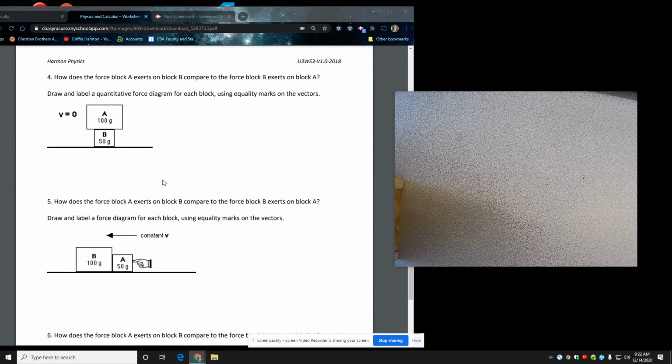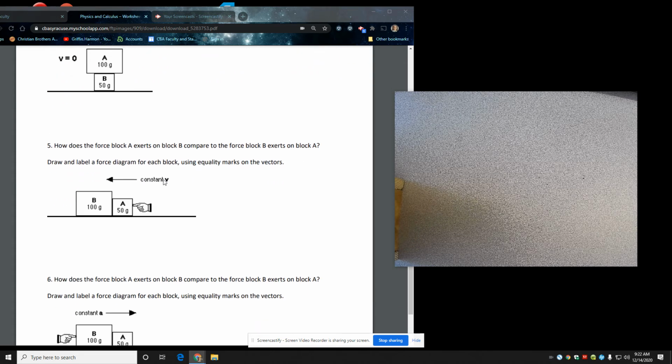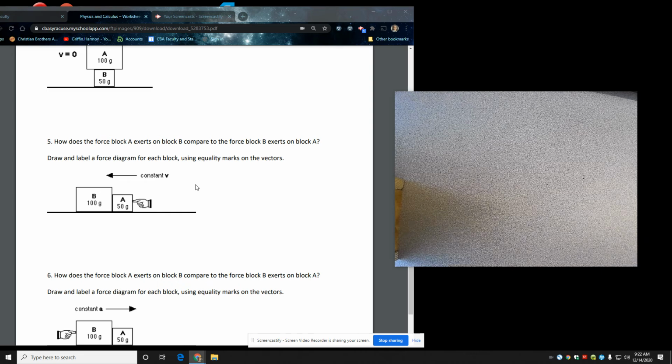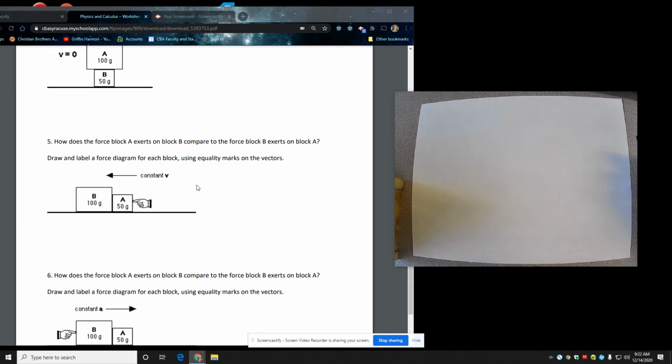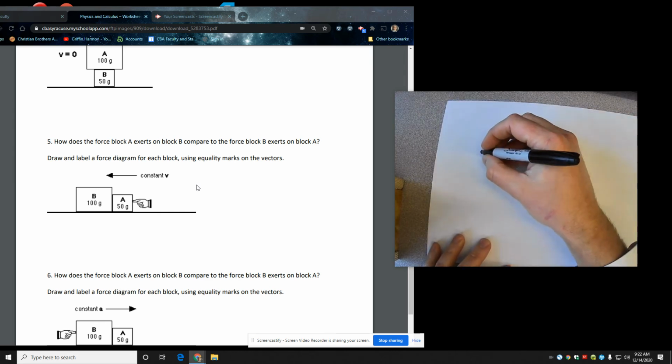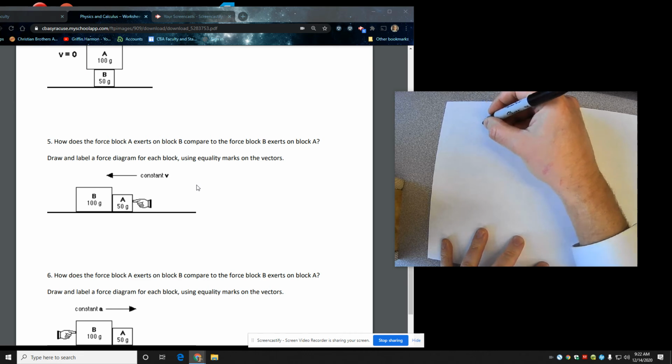problems. How does the force A exerts on block B compare to the force B exerts on A? Draw and label a force diagram for each block, including the quality marks on the vector. So the force block A exerts on block B has to be equal to the force that block B exerts on block A. They have to be equal and opposite. So let's draw A first.